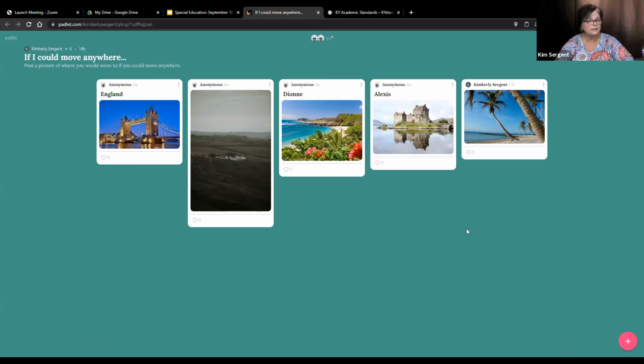Is it climate? Is it location? It may even be place. And so what's the difference between location and place? Location is a specific place on the map. Place is how the people that live there make it what it is.